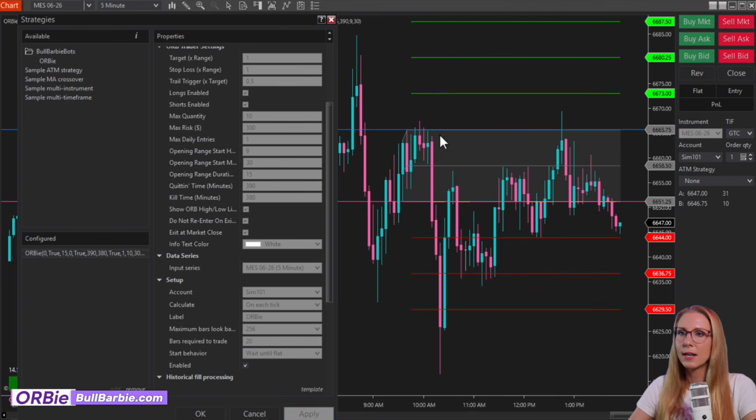This is the lines that I was talking about. This is the show ORB high and low line. It's this pink and blue line. So I decided to differentiate this from the ORB Wrangler in case you want to use both. All of our members get both automatically anyway.